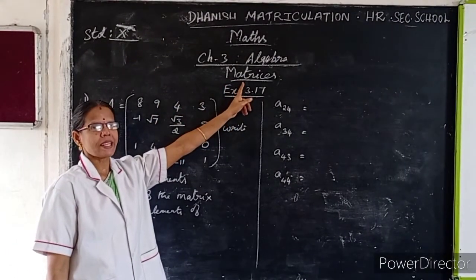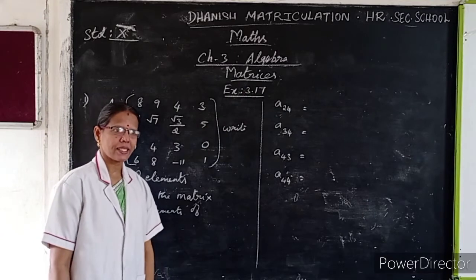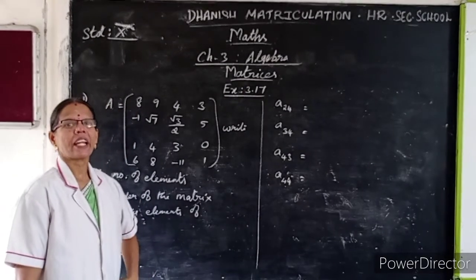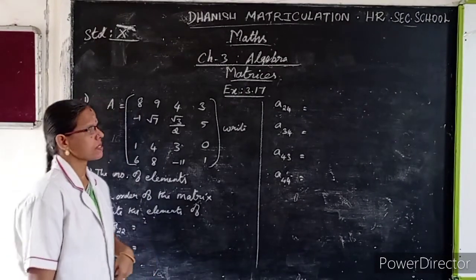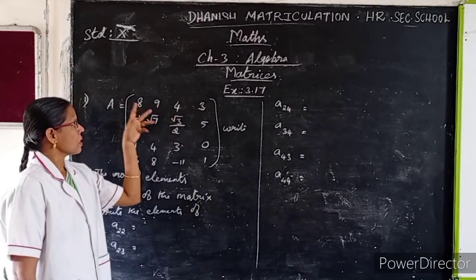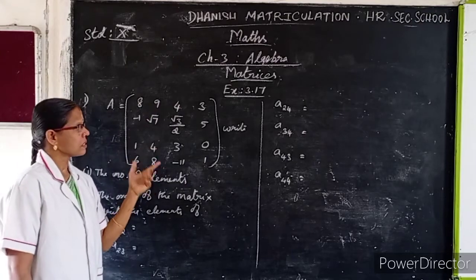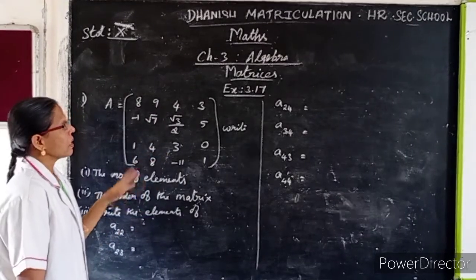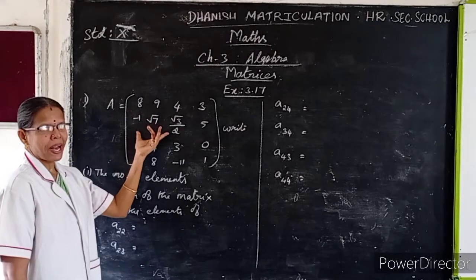Today's topic, matrices. What is a matrix? A matrix is a rectangular arrangement of elements. Horizontal arrangements are called rows. Vertical arrangements are called columns. So this is one matrix.